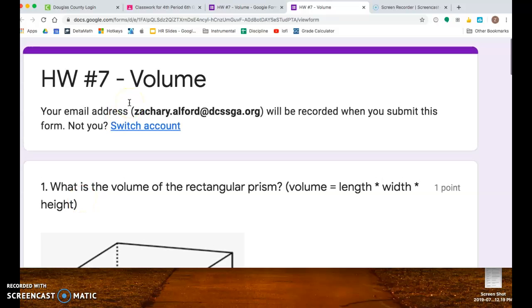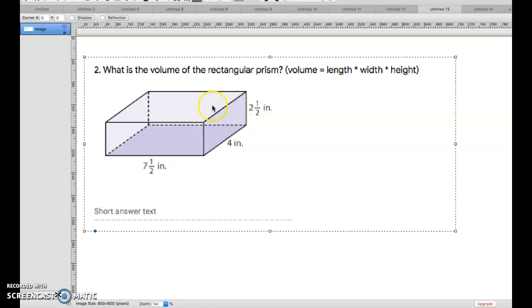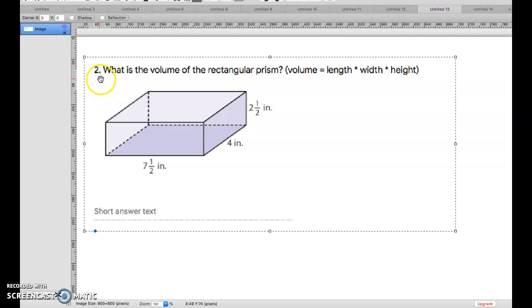This is Mr. Alford, and in this video, I am helping you with homework number 7, which is about volume. I'm going to help with problem 2, and I'm going to help with one other problem. In problem 2, we see what we're asked: What is the volume of this rectangular prism?